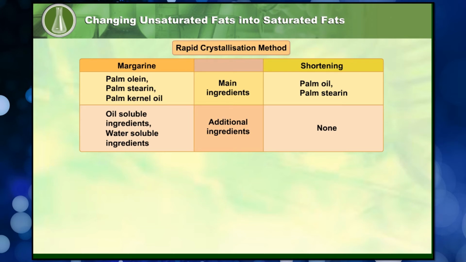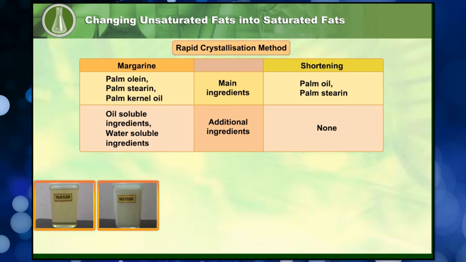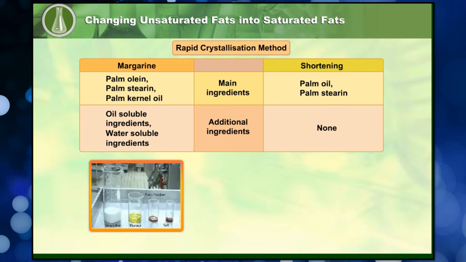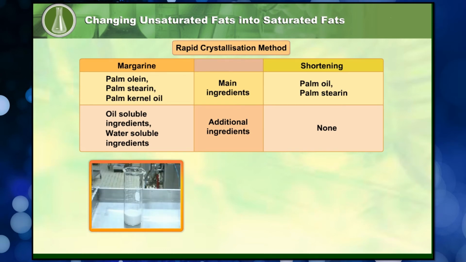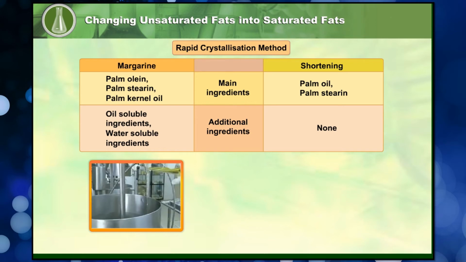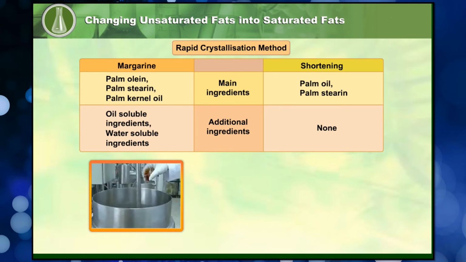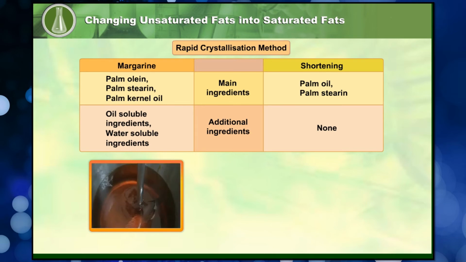Manufacturing of margarine. The main ingredients are palm oil, palm stearin, and palm kernel oil. They are poured into a mixing drum and stirred. Next, the emulsifier is dissolved in oil and added to the mixing drum. Flavoring is added next, followed by the antioxidant and the coloring. They are stirred together with the palm oil, palm stearin, and palm kernel oil until they turn golden brown.